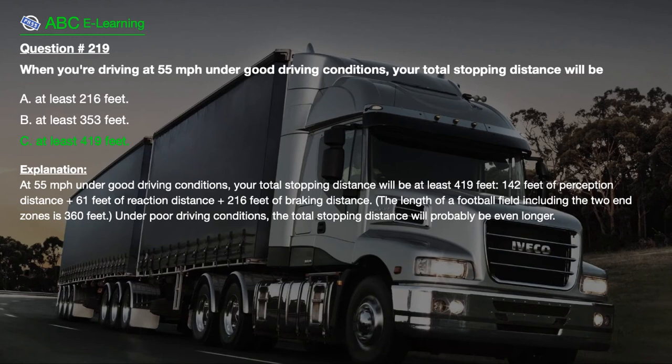The correct answer is here. C. At least 419 feet. Explanation. At 55 miles per hour under good driving conditions, your total stopping distance will be at least 419 feet, 142 feet of perception distance and 61 feet of reaction distance and 216 feet of braking distance. (The length of a football field including the 2 end zones is 360 feet.) Under poor driving conditions, the total stopping distance will probably be even longer.